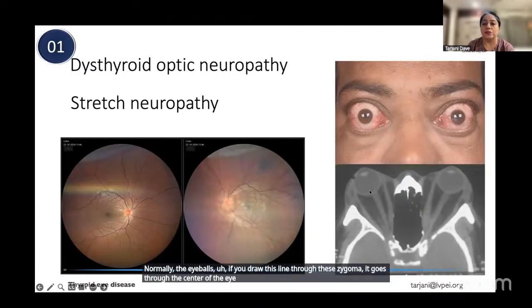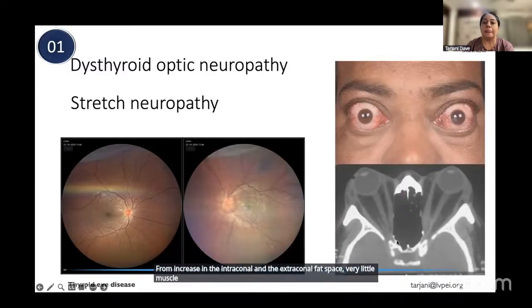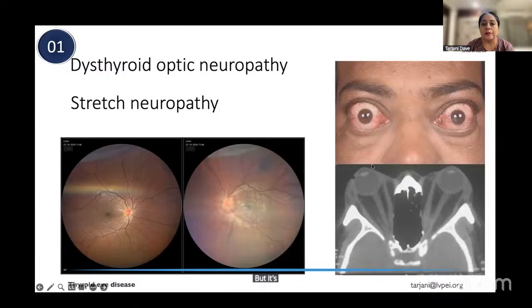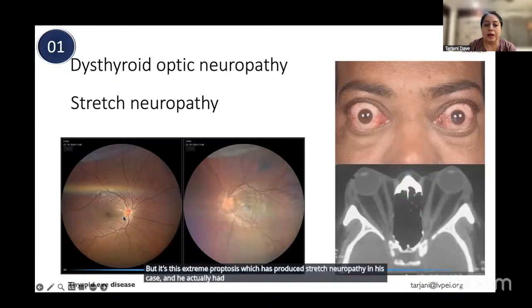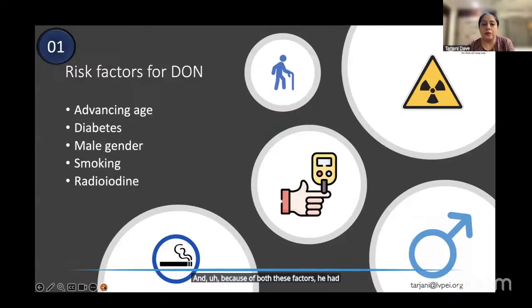So there's extreme proptosis from increase in the intraconal and the extraconal fat space, very little muscle thickening, but it's this extreme proptosis which has produced stretch neuropathy in his case, and he actually had disc edema, less on the right, more on the left side, possibly because the left also has a thickened extraocular muscle which is compressing on the optic nerve, and because of both these factors he had this thyroid optic neuropathy.